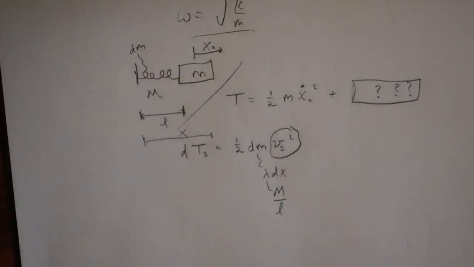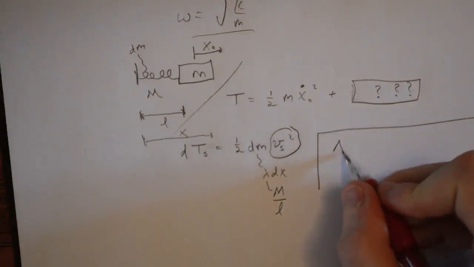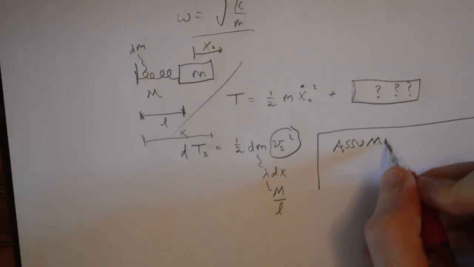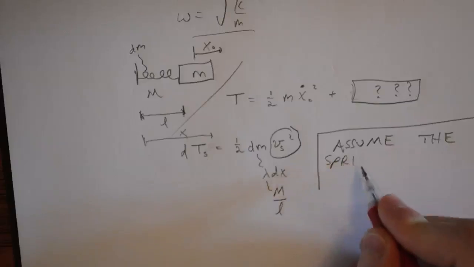But this term here, the velocity of a spring element, is a bit more tricky. And to solve for that term, we're going to make the following assumption. So I'm going to say, assume the spring is homogeneous.